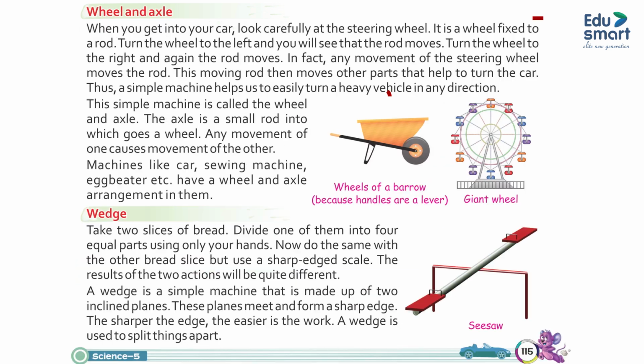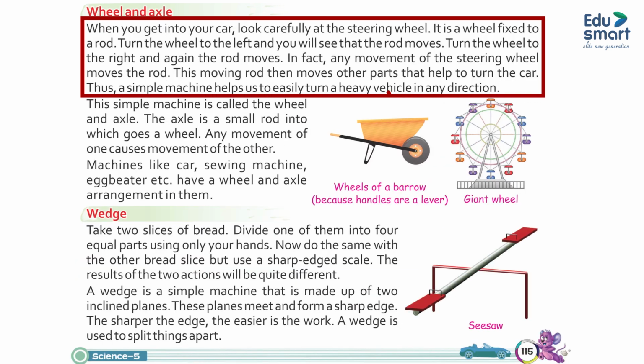Wheel and axle. When you get into your car, look carefully at the steering wheel. It is a wheel fixed to a rod. Turn the wheel to the left and you will see that the rod moves. Turn the wheel to the straight and again the rod moves. In fact, any movement of the steering wheel moves the rod. This moving rod then moves other parts that help to turn the car.